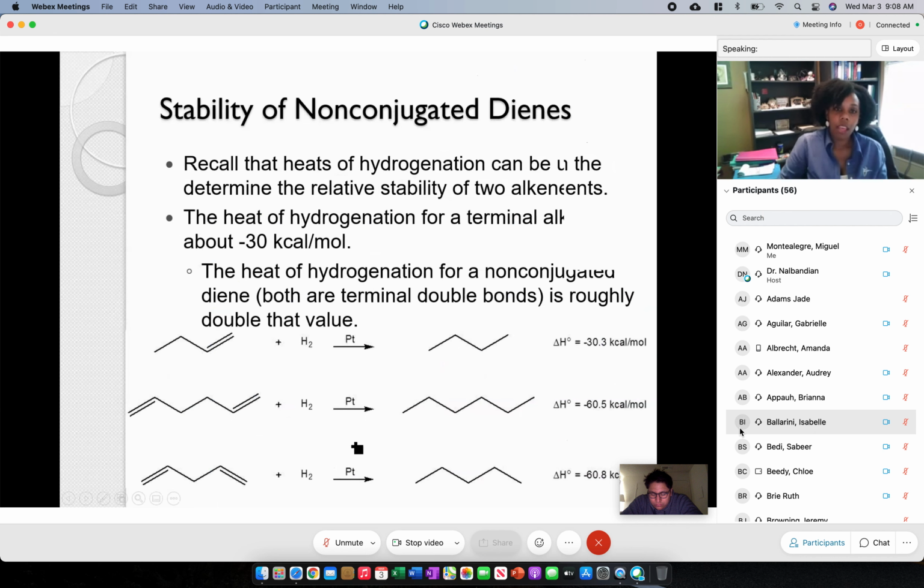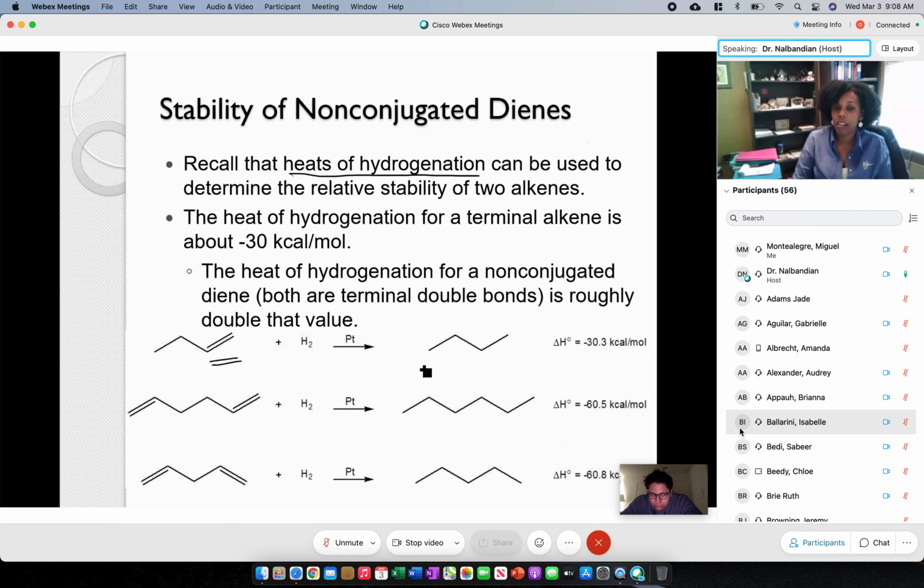All right. So then let's talk about stability. Remember, we've talked about heats of hydrogenation two times before. Now this is our third time seeing it. We said if we hydrogenate an alkene, so here's our hydrogenation, we're going to release some heat. We're going to release about 30 kilocalories per mole of heat.